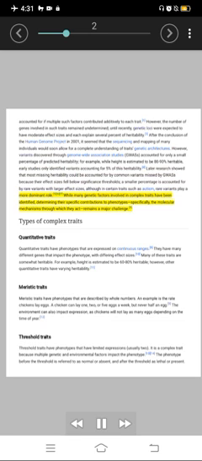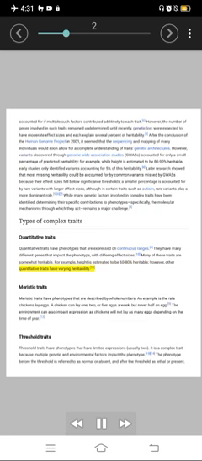Types of complex traits. Quantitative traits. Quantitative traits have phenotypes that are expressed on continuous ranges. They have many different genes that impact the phenotype, with differing effect sizes. Many of these traits are somewhat heritable. For example, height is estimated to be 60–80% heritable, however, other quantitative traits have varying heritability.